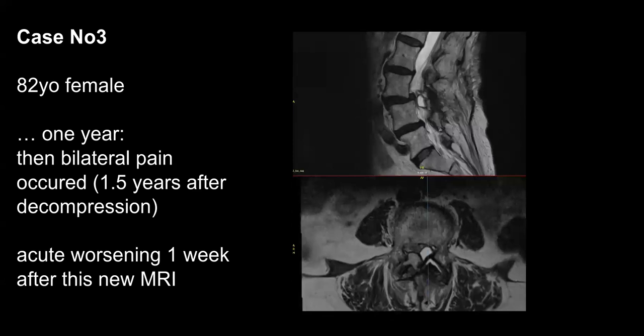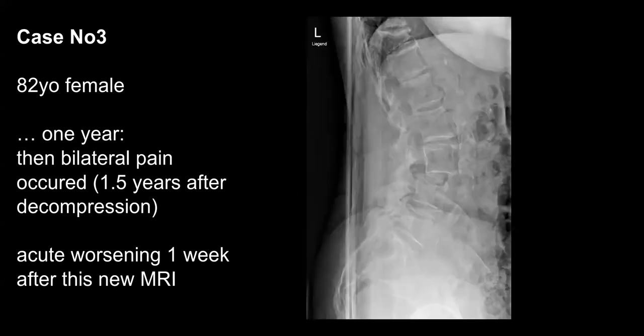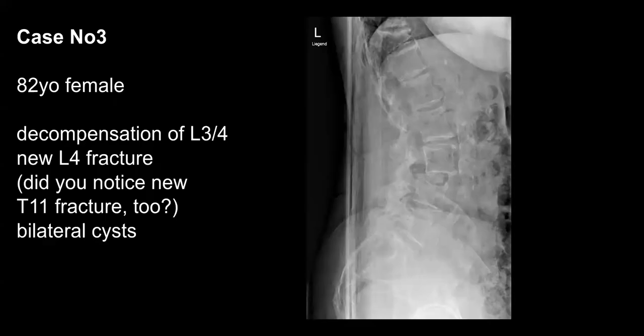So before we talk about what to do, you can see here the new X-ray with a fracture of L4. And this happened after the MRI and before this X-ray. Here you can see a split component. Now we have got an L4 fracture as well. So T12, by the way, is a new fracture as well. We've got bilateral cysts.